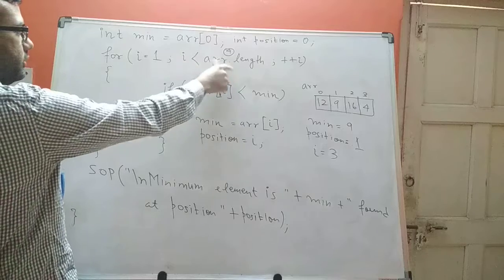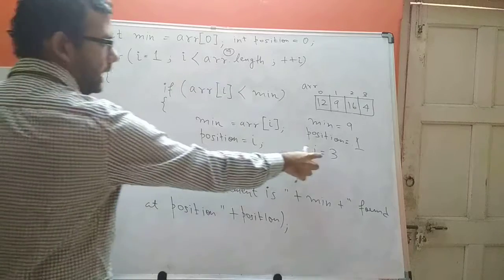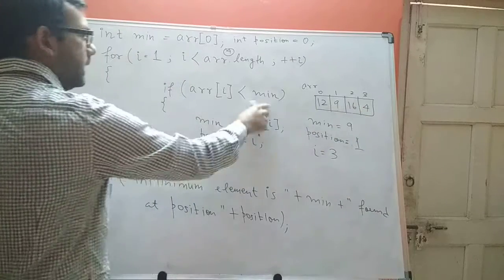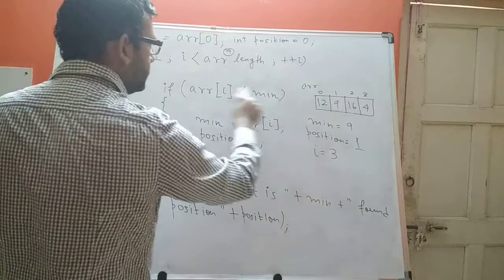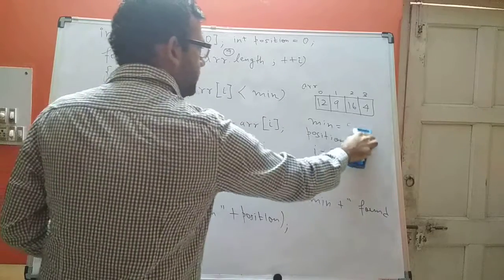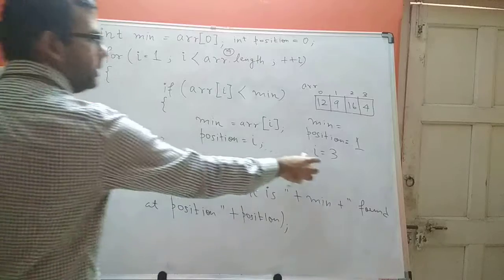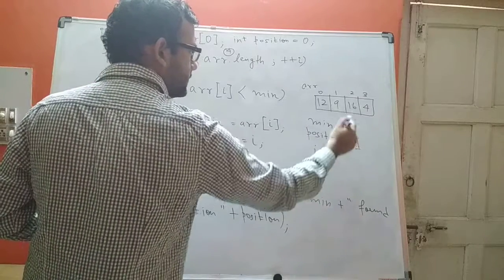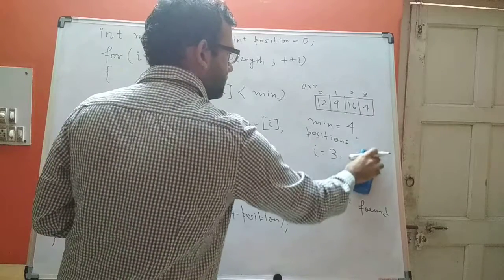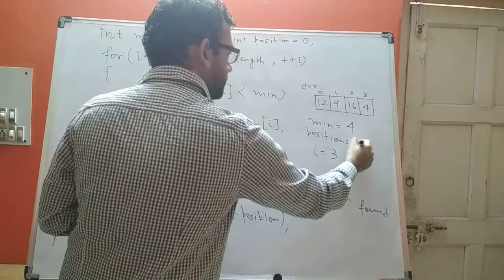Now you check. Yes, 3 is less than 4. You come inside. ARR of I. ARR of 3. ARR of 3 is this element, 4. Is 4 less than min? Yes. Min is 9. 4 is less than 9. You come inside. Min equal to ARR of I. So min becomes ARR of I. ARR of I means ARR of 3 because the value of I is 3. So min becomes 4 and position is equal to I. So position is equal to 3.